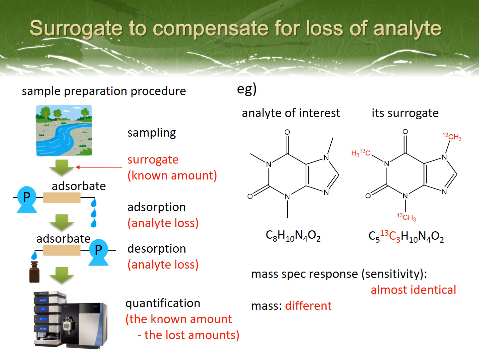If the detected surrogate amount was smaller than the added surrogate amount, the surrogate was lost through the sample preparation processes. The lost percentage, that is, the recovery of the surrogate, must be identical to that of the native caffeine, because the chemical properties of both the native caffeine and its surrogate are almost the same, despite their different masses. The compensation by using surrogates is a unique advantage of mass spec.